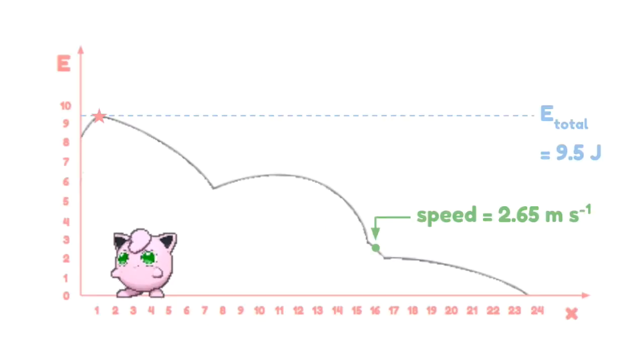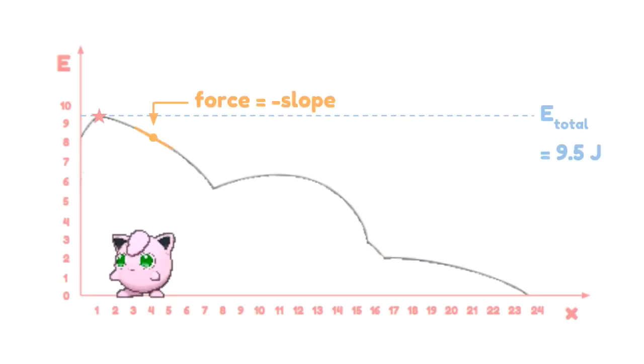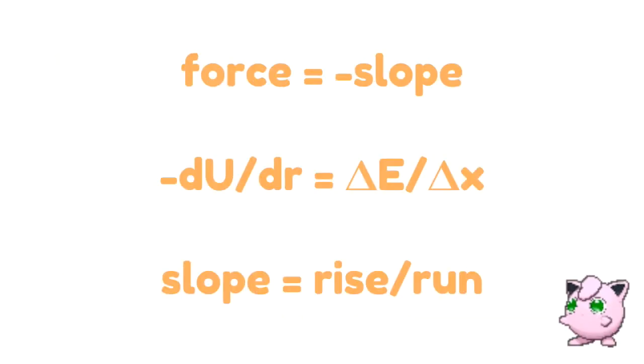Now we find the force. As we know, the negative slope of a potential energy curve equals force, which is the negative change in potential energy over the change in position. We also know that slope equals rise, change in y, over run, change in x. So when we find the slope here, we take the change in y, which equals the change in potential energy, following the same process we used previously.